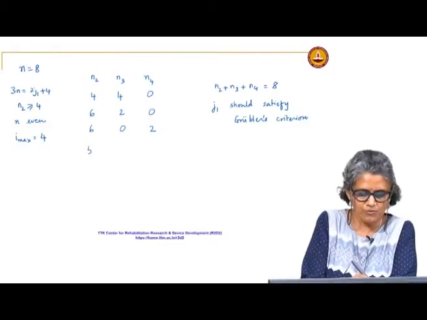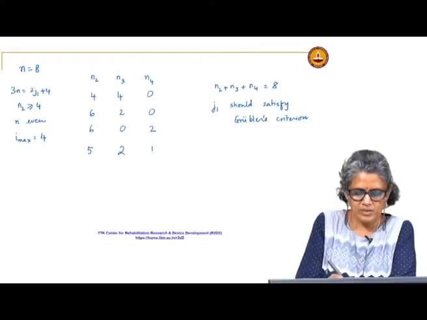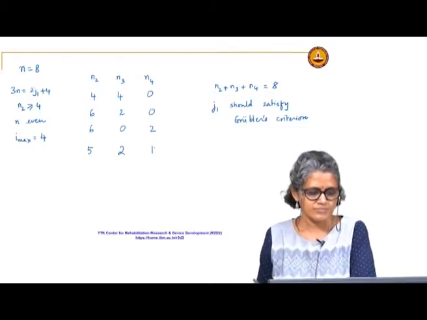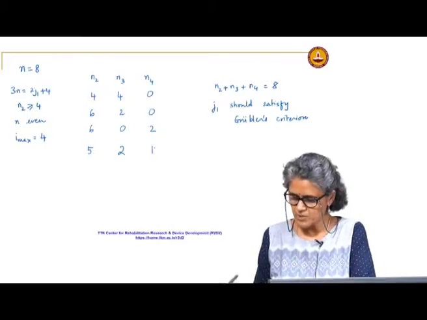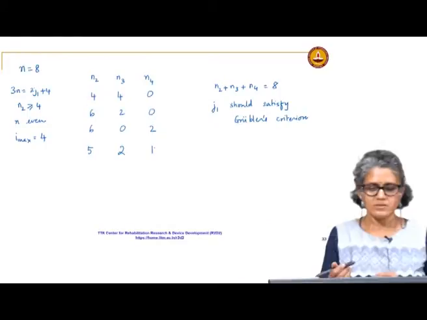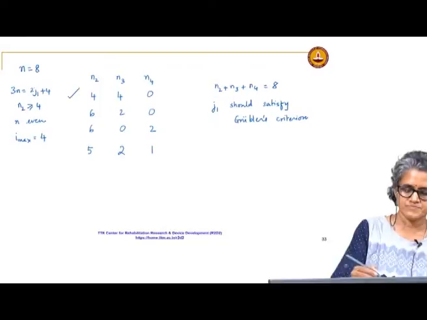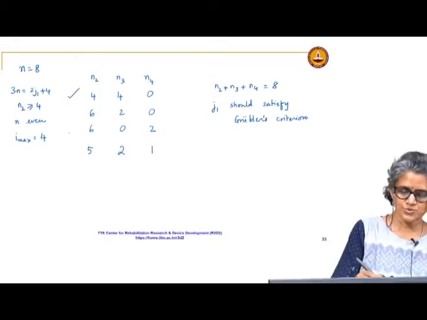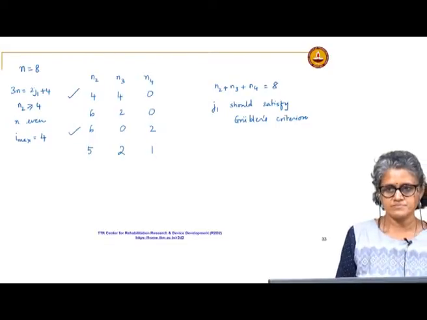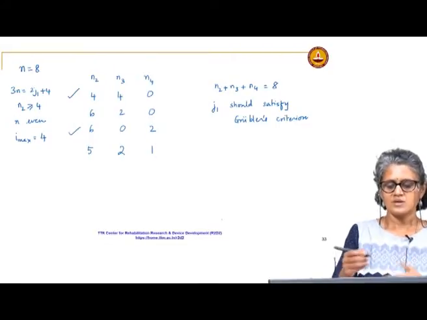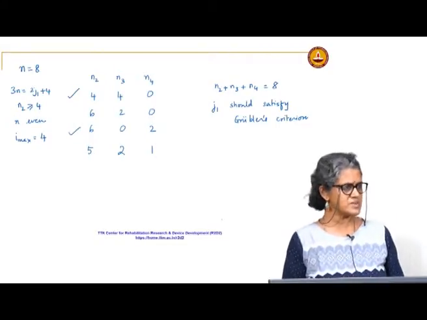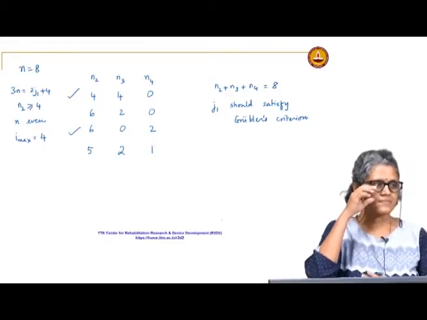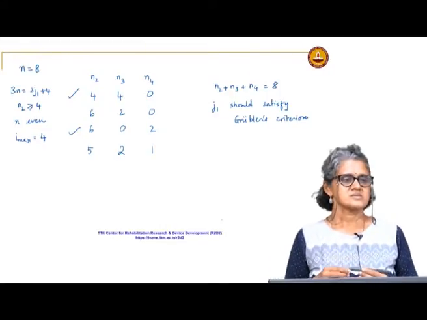Can have n2 5, n3 2, n4 1 possibly. So, tell me what are the possibilities. This one is possible, 602 is possible. Okay. So, this is how you would do the number synthesis, that would be the first step.